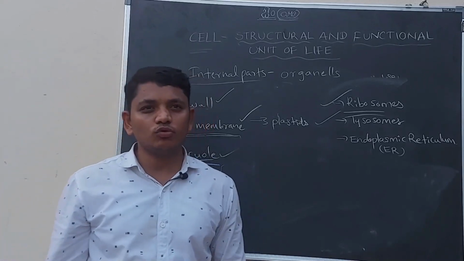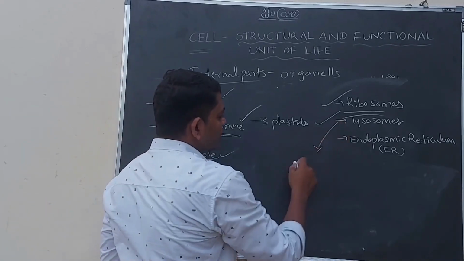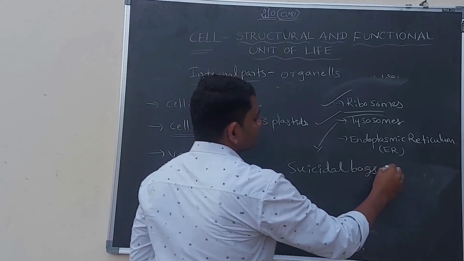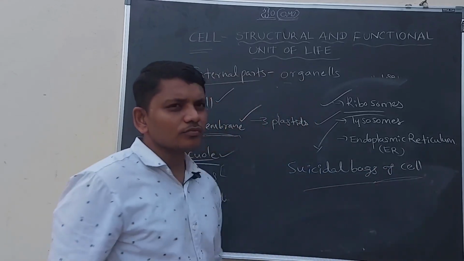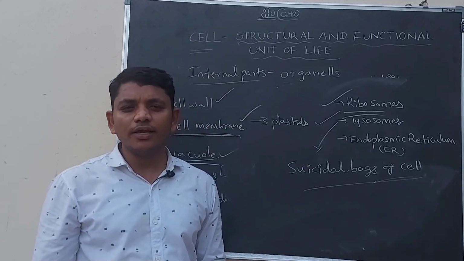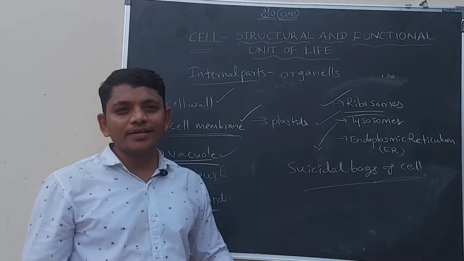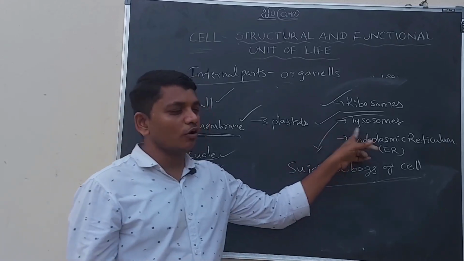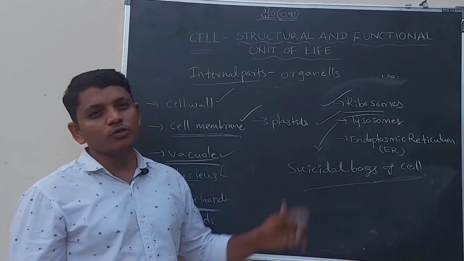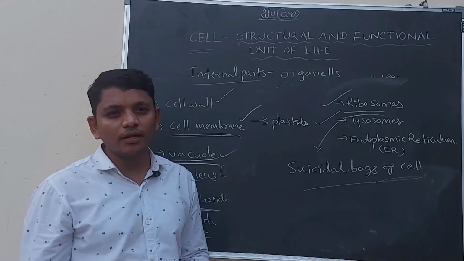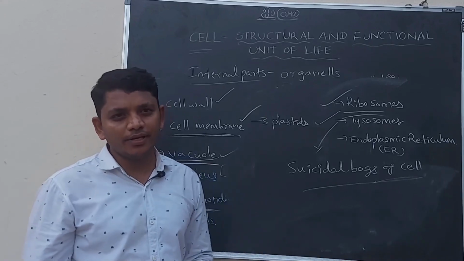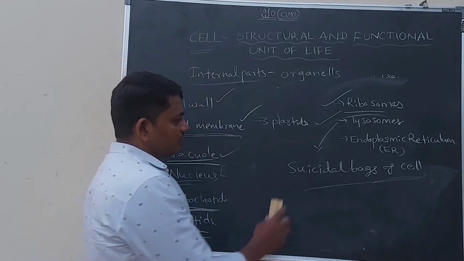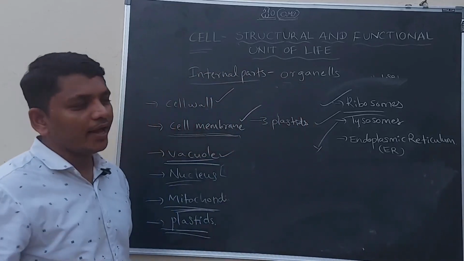What are lysosomes? Lysosomes are also called suicidal bags of the cell, which means the digestion portion of the cell is taken by the lysosomes. While it is digesting the food materials, it itself dies. That is why lysosomes are called suicidal bags of the cell. Whatever material is there in the cell, it should be digested.